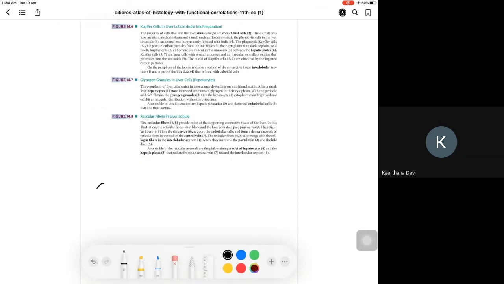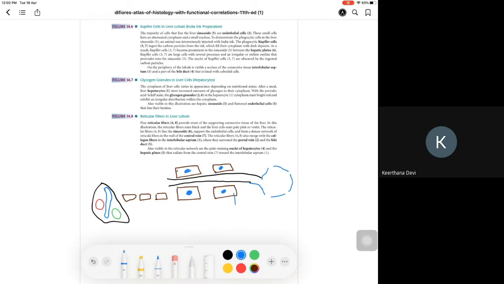This is the portal triad, and this is the hepatic artery, and this is the biliary epithelium, and this is the portal vein. Number 1. What is this? Hepatocyte. Number 2. What do you see here? So these red structures are number 3. This space is number 4. 1 is hepatocyte. 2 is, remember, the space of Disse. So number 3 is endothelial cell.